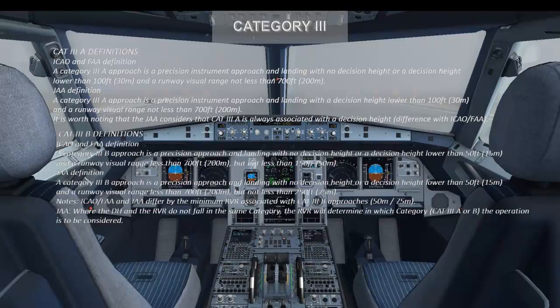A Category 3B approach is a precision approach and landing with no decision height or a decision height lower than 50 feet, 15 meters, and a runway visual range less than 700 feet, 200 meters, but not less than 250 feet, 75 meters. Notes: ICAO, FAA and JAR differ by the minimum RVR associated with Cat 3B approaches, 50 meters, 75 meters. JAA, where the DH and the RVR do not fall in the same category, the RVR will determine in which category, Cat 3A or B, the operation is to be considered.